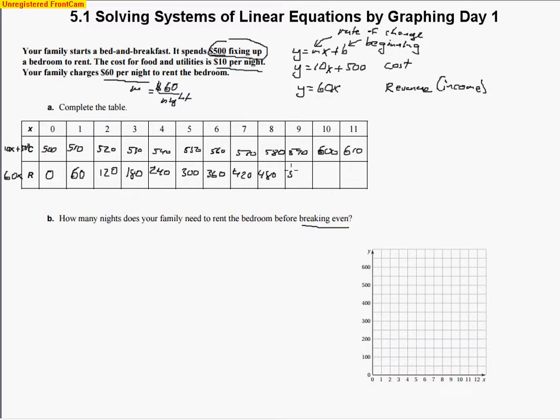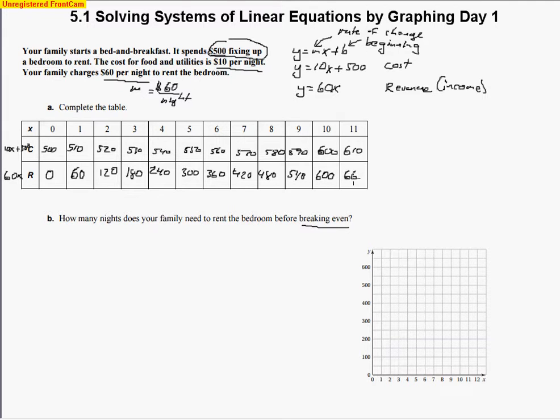And then 54, so 540, and look how close we are. This was 590, but now we're only $50 apart. And so the next night there, we're going to end up being the same amount. And so here we've got $600. 6 times 10, or 60 times 10 makes 600. And then after that, the 11th night is going to be 660.